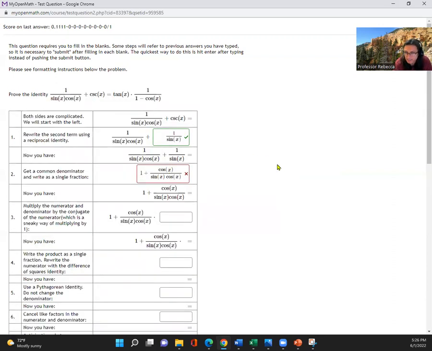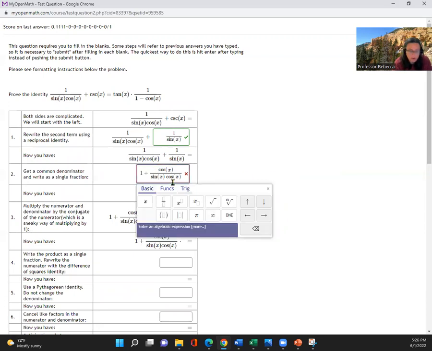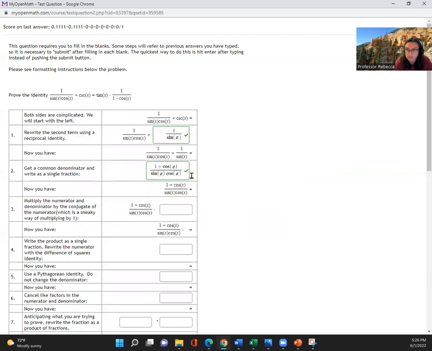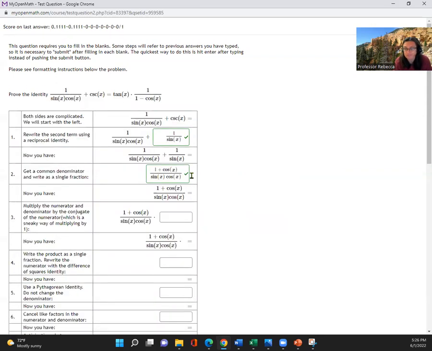Uh-oh, it didn't like that. And I look at what I entered and I think, oh, that isn't right. I wanted it to be 1 plus cosine x in the numerator, not as a separate term. So I'll make the adjustments and enter that again. Always good to double check what you entered and see if it's really what you meant to enter. Okay, I see this has now appeared below, and I move on in the instructions.